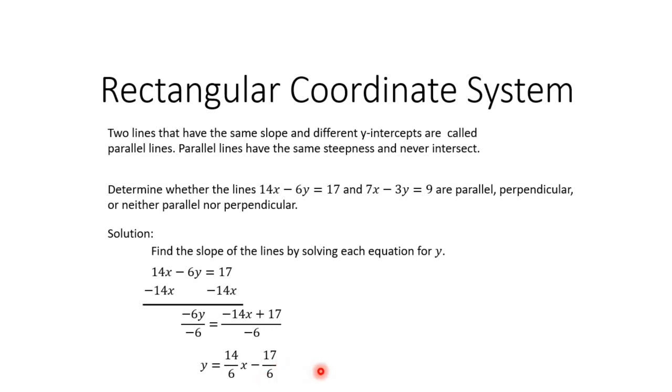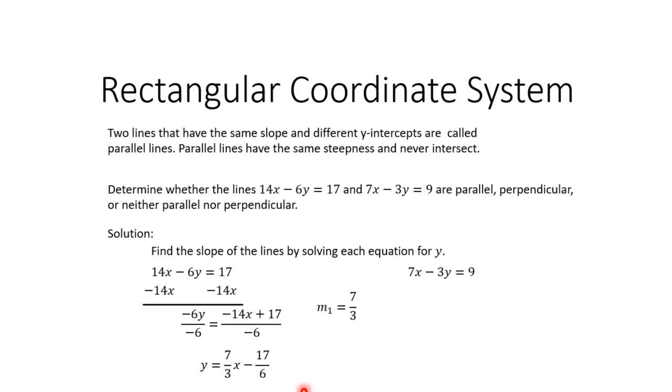All I really need to know is the slope, which is the coefficient of x here, 14 over 6. But 14 over 6 we can reduce, because 2 goes into 14 7 times and 2 goes into 6 3 times. So the slope of this line is 7 over 3. All right, let's do the same for the other line.